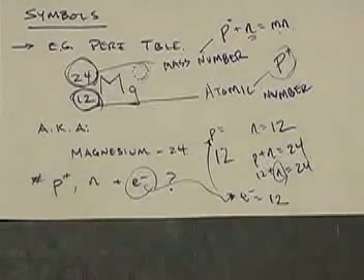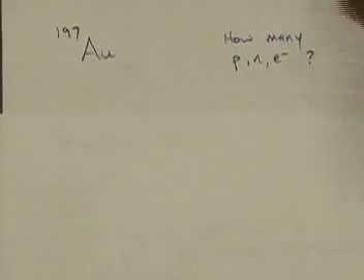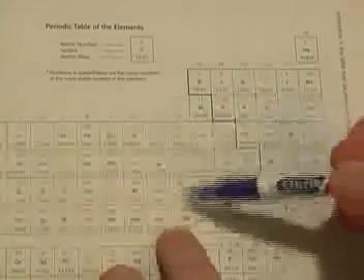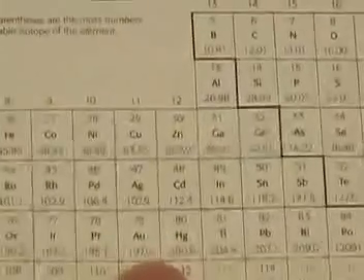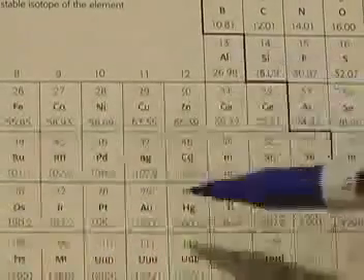Let's do a couple more examples. Let's say, for example, we have the symbol Au-197. How many protons, how many neutrons, and how many electrons are in gold 197? Well, the first thing you want to do is look on your periodic table and find the element gold. The element gold happens to be down in this corner right here, Au-79. And if you didn't know that Au is gold, that'll be one of the things you'll have to memorize in the next few days.